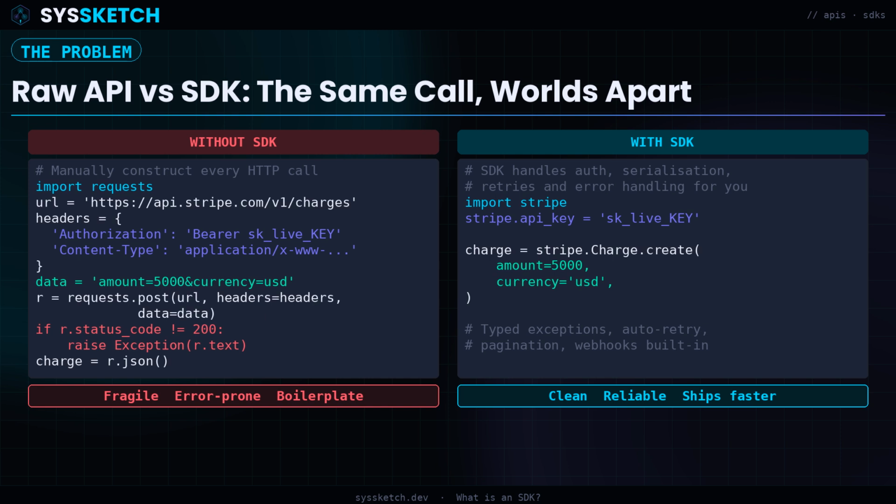The SDK is not hiding complexity from you out of laziness. It is encapsulating complexity that every single caller needs so that nobody has to reinvent it. That is the entire premise. Same result, a fraction of the surface area.